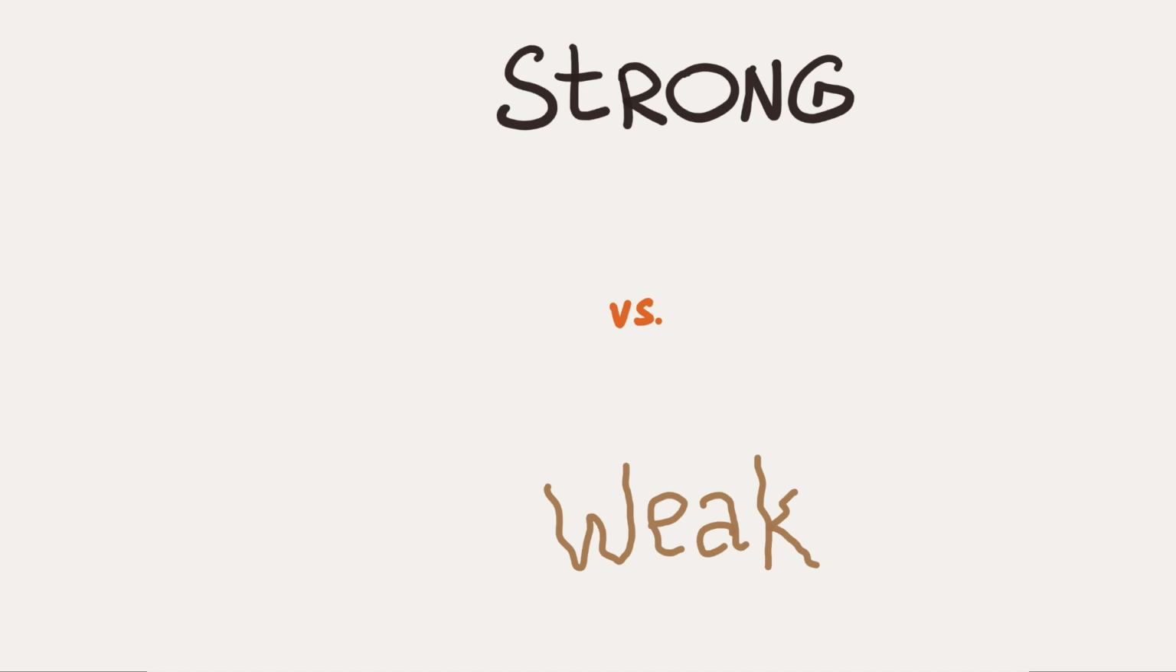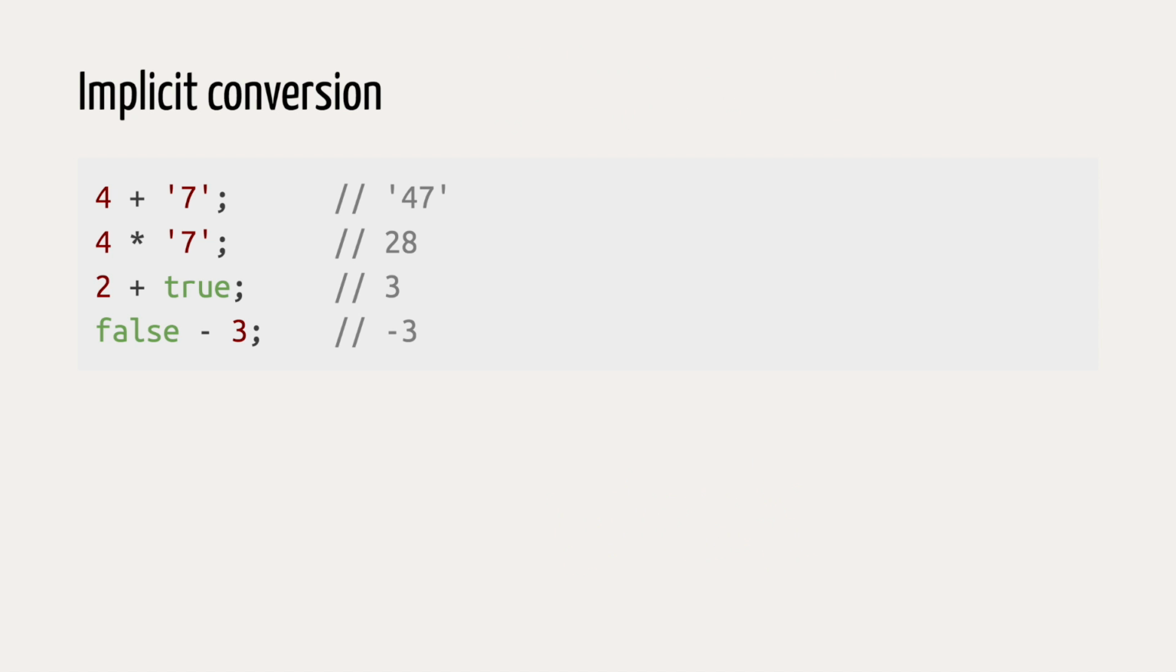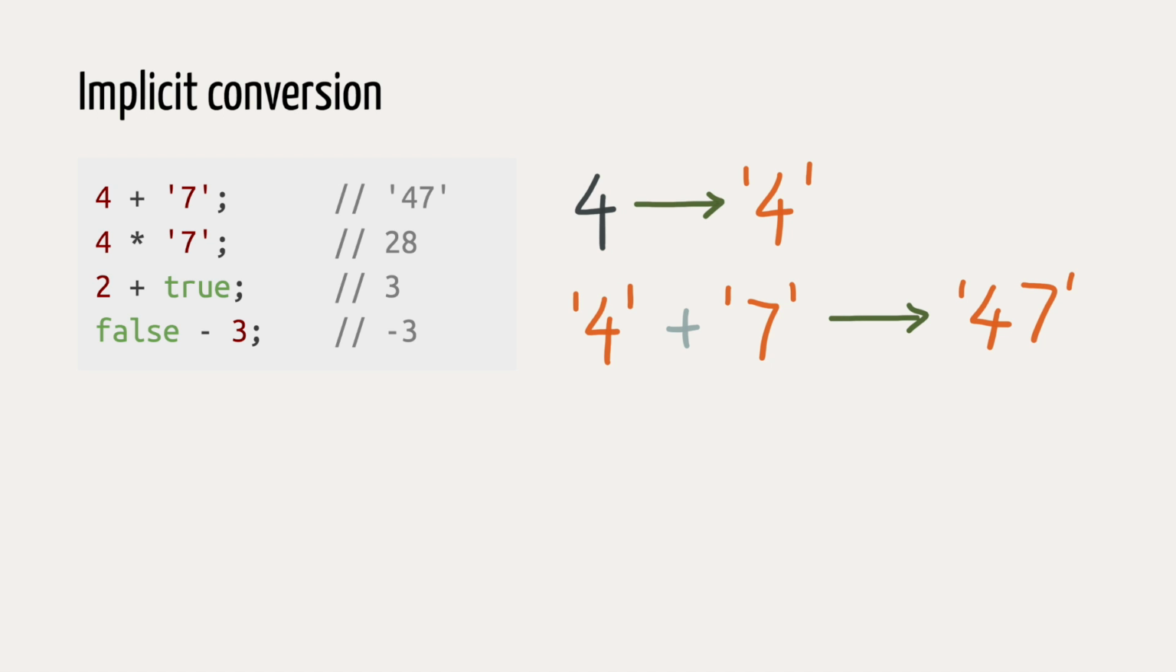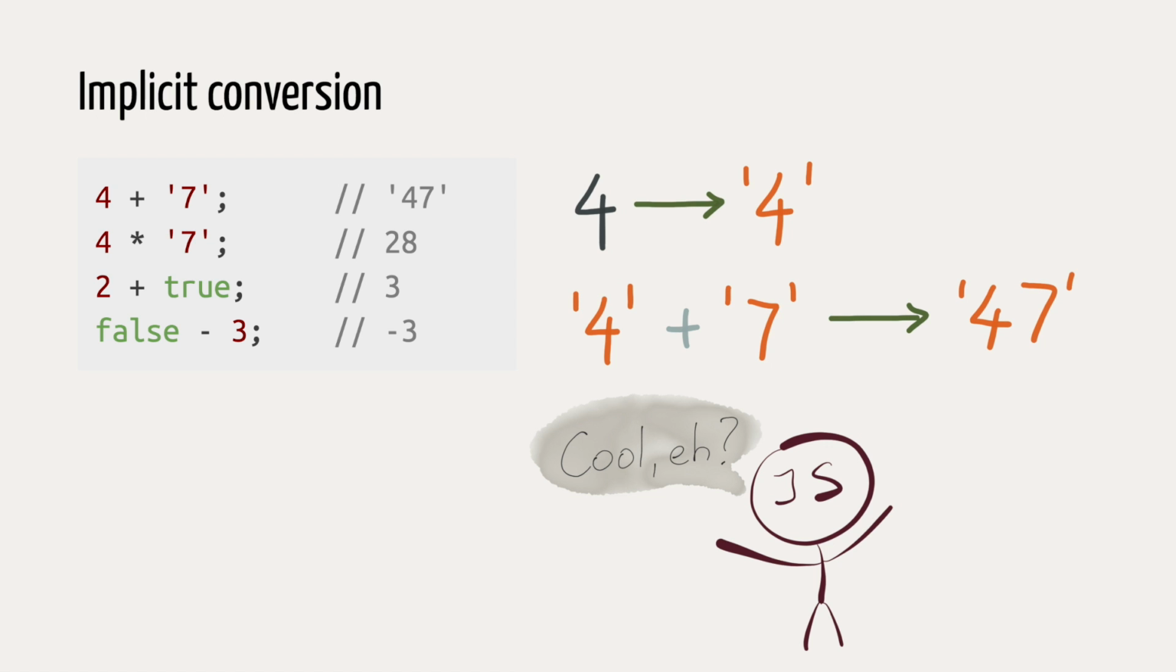Now let's talk about weak and strong typing. Check out this JavaScript code. Okay, what's going on? Adding number 4 to a string 7 gives us a string 47. JavaScript converted number 4 into a string 4 and concatenated two strings, glued them together. JavaScript just took the liberty of assuming this is what we wanted, and it's hard to blame it. What did we want? Adding a number to a string, that doesn't make sense.